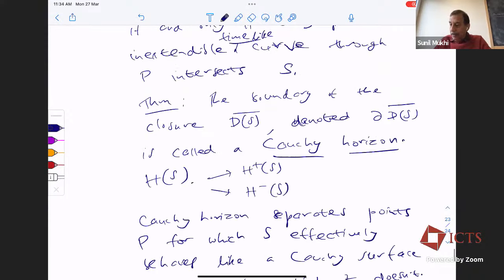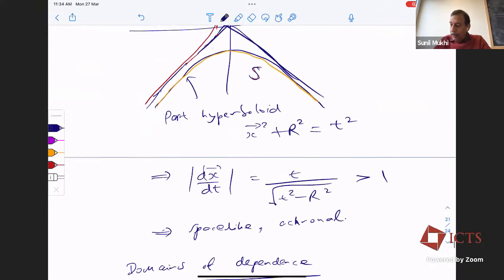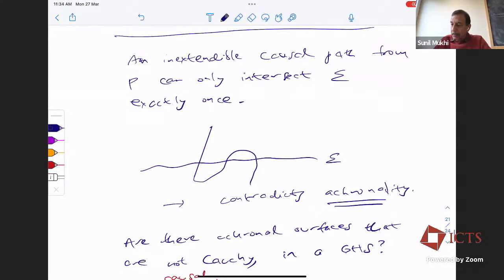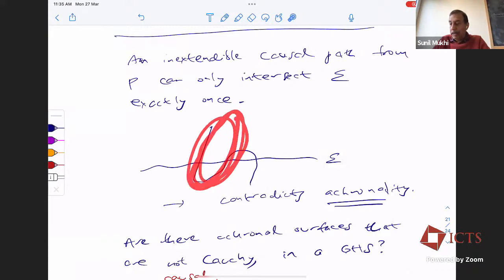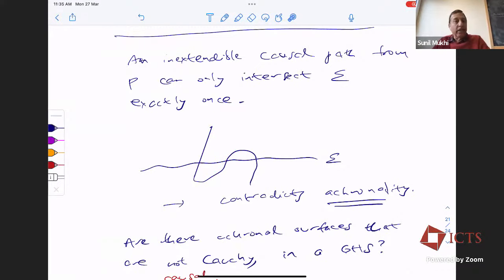And why? It's the same reason which we gave to explain that the inextendable curve can only meet the Cauchy surface exactly once. The reason was that if there's a closed time-like curve, for example, then of course that curve, being an inextendable curve, has to meet the Cauchy surface once, but now it's closed time-like, so it has to come back and then it will meet the Cauchy surface again and again and again. So it contradicts my theorem that it meets the Cauchy surface only once.